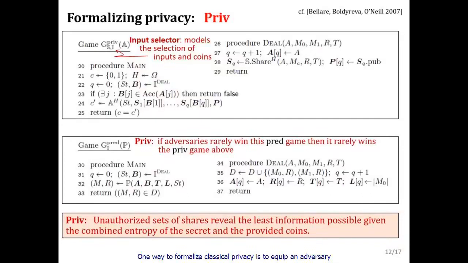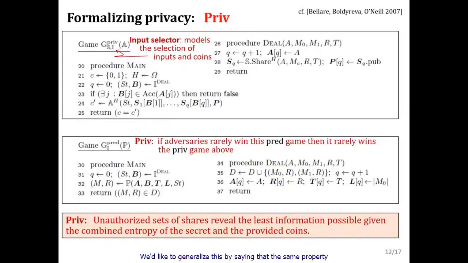One way to formalize classical privacy is to equip an adversary with an oracle that takes in a pair of messages and always shares out the left-hand query or alternatively the right-hand one. Then as long as the adversary only gets to see unauthorized sets of shares from each sharing, it shouldn't be able to tell which of the two types of oracles it has.